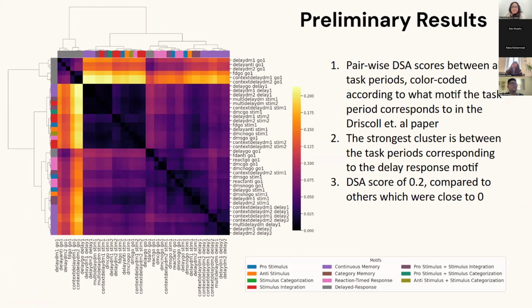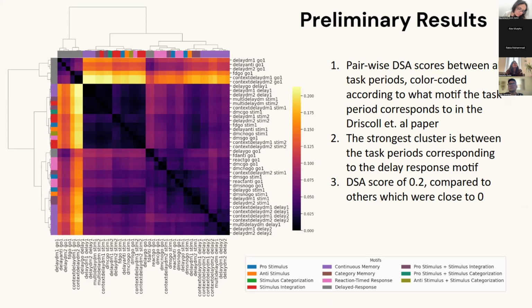Each task period corresponds to a specific dynamical motif that was identified in the previous paper. So the goal here was to assess whether internal states across these task periods showed differences based on their DSA scores alone. To do this, we compared all task periods pairwise and organized them visually using Ward's method. This is a hierarchical clustering algorithm. It merges clusters to minimize the increase in total within-cluster variance.